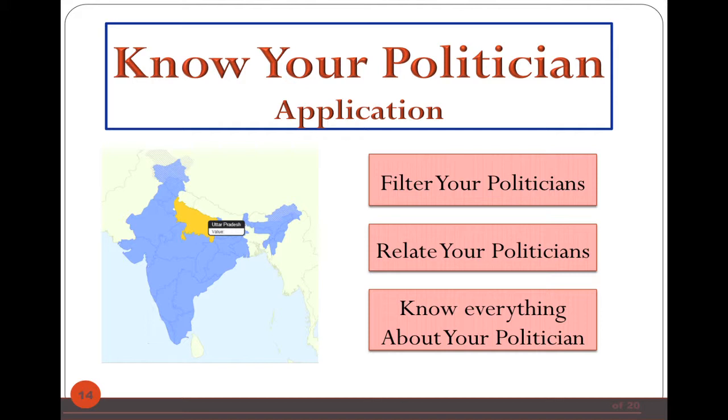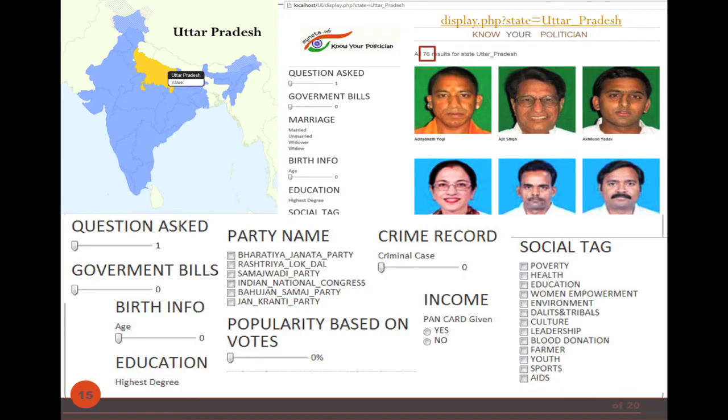So moving from the technical aspects to what the application actually does. You have Know Your Politician. What can the application do for you? It can filter your politicians, it can relate politicians based on a ton of parameters, and it can basically give you an overall profile of what a politician is like based on the state classified. So just going to the UI, the next slide.